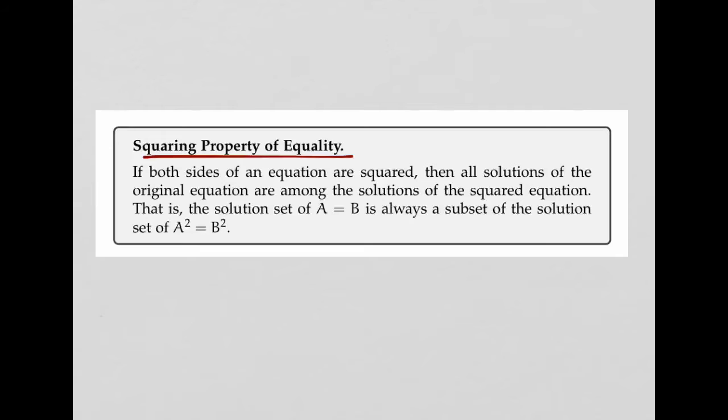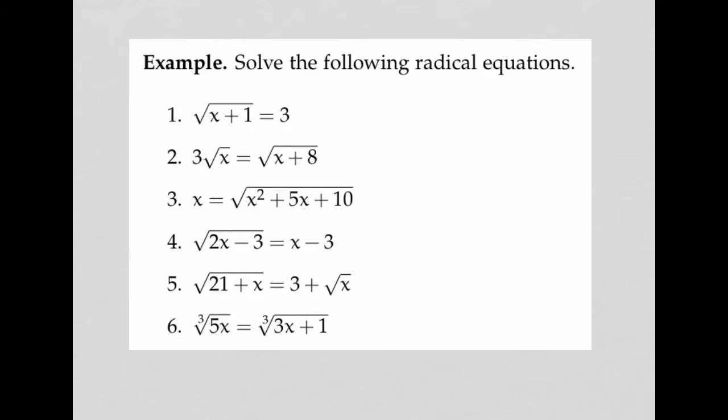In other words, if a equals b is our original equation, and a squared equals b squared is our squared equation, then the solution set of a equals b must be a subset of the solution set of a squared equals b squared. We're going to invoke this property to solve radical equations. I'm going to go over the following 6 examples step by step. Let's start with the first example.